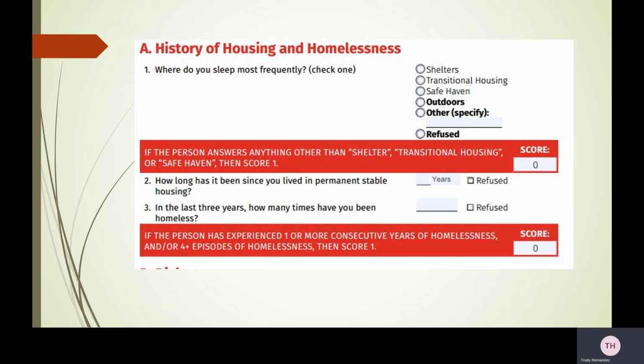Question number 2 is, how long has it been since you lived in permanent stable housing? And you'll just fill that in. And in the last 3 years, how many times have you been homeless? So those 2 questions are looking at chronicity. If the person has experienced 1 or more consecutive years of homelessness and/or 4 or more episodes of homelessness, then they would score a 1.